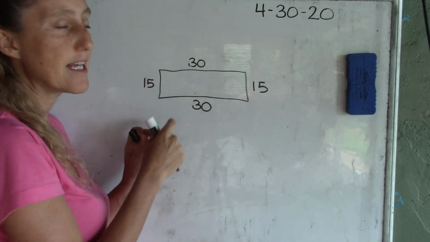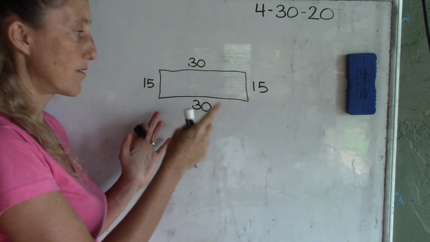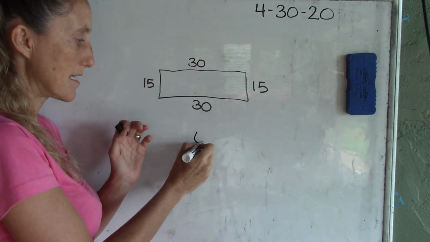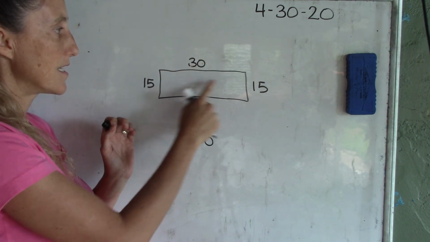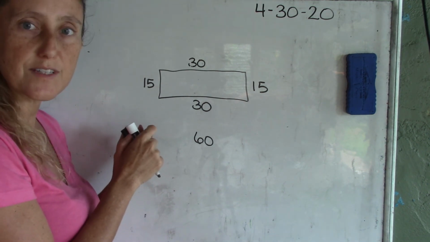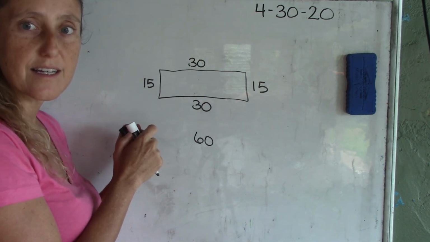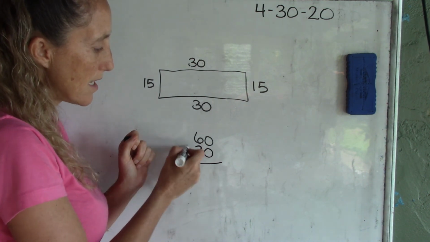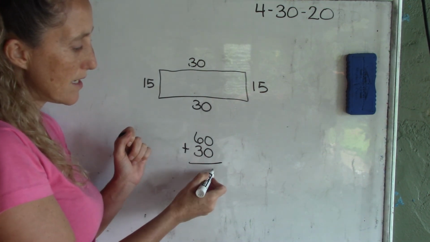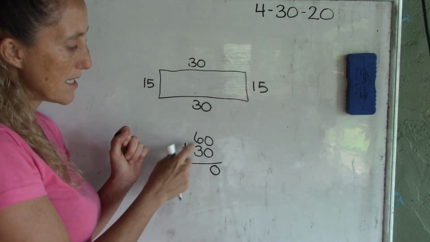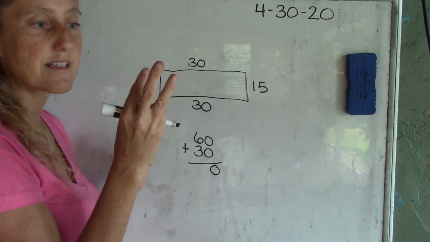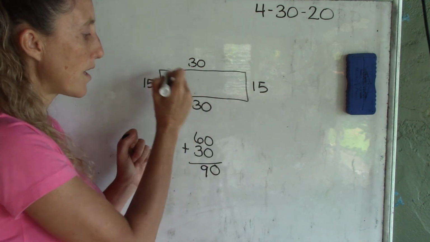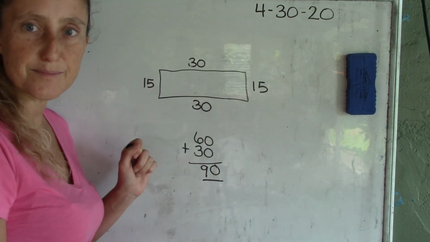30 plus 30 is, well, you can tell 3 plus 3 is 6, and then add the 0, so 60. And then 15 plus 15, do you know what 15 plus 15 is? 30. So you add those two numbers together. So 0 plus 0 is 0. What's 6 plus 3 more? 6, 7, 8, 9, 9. So the perimeter of this whole rectangle is 90.